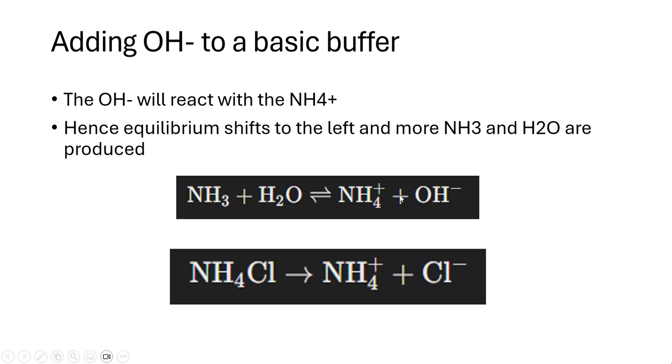As you see, it's just the inverse of this reaction. So OH minus is effectively reacting with NH4 plus, and it's just going to shift equilibrium to the left. So again, nothing's really happening there when you add a base to a basic buffer.